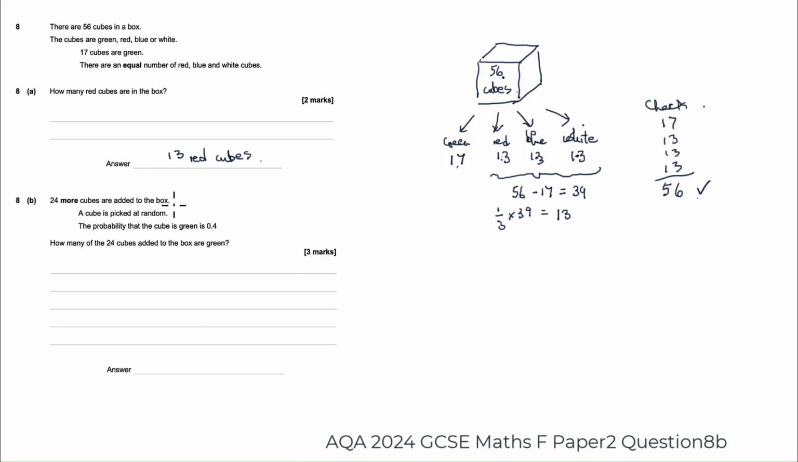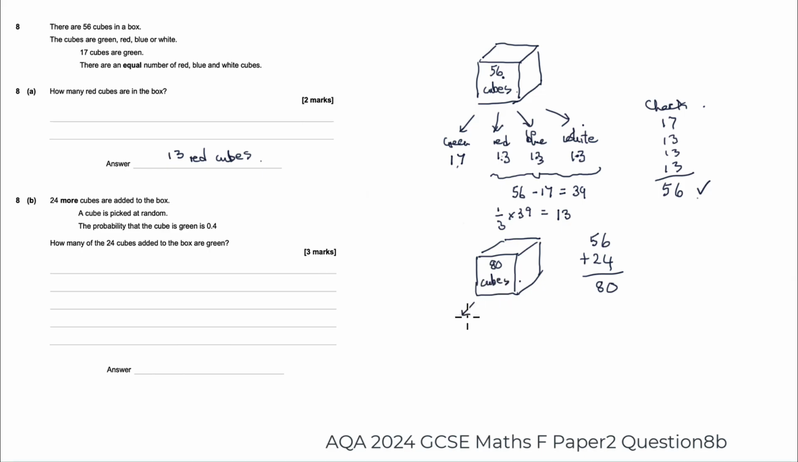24 more cubes are added to the box. Okay, well let's deal with that. Let's take the box, which originally had 56, and we've now got to add 24. So we're now going to have 80 cubes in this box.